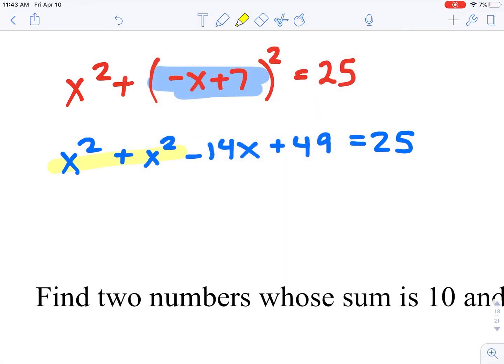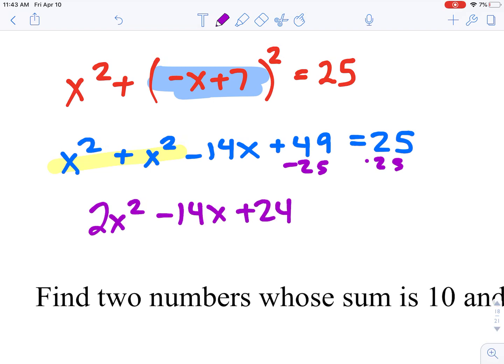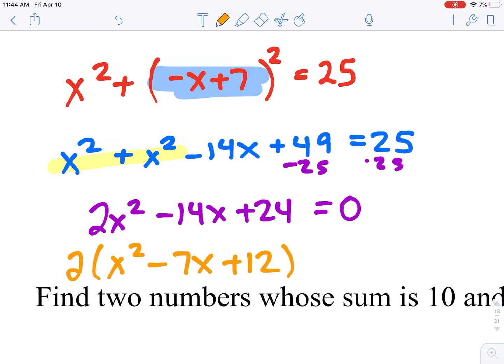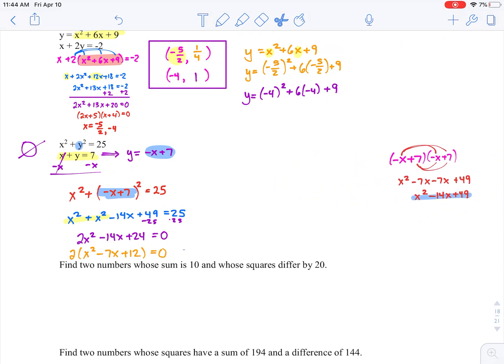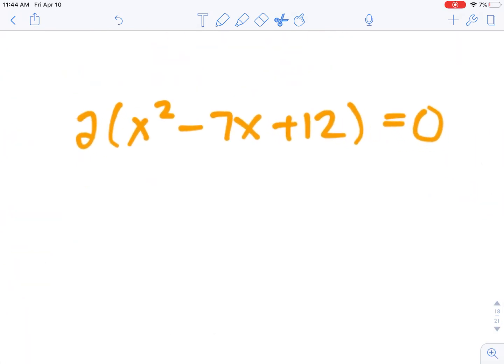And let's combine like terms and get it equal to 0. Combining like terms, we end up with 2x squared minus 14x. And if you minus your 25 over, we have plus 24 equals 0. Now remember, when you factor, you're always going to look for your GCF. Here we have a GCF of 2. So factor out your 2, you're left with x squared minus 7x plus 12. And so we're going to take this factored form and finish factoring it.